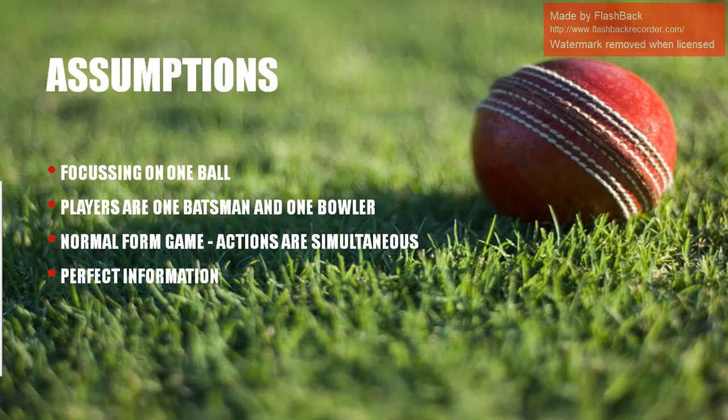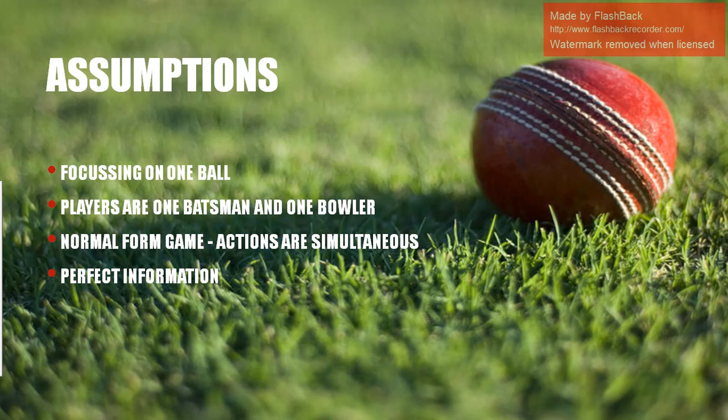We will only be focusing on one ball from within a match, rather than the hundreds that actually occur. We will focus only on two players, the bowler and the batsman at which he is bowling. It will be presented as a normal form game, meaning the actions of both players are simultaneous, a fair assumption given that both actions occur within a split second of each other in a match.